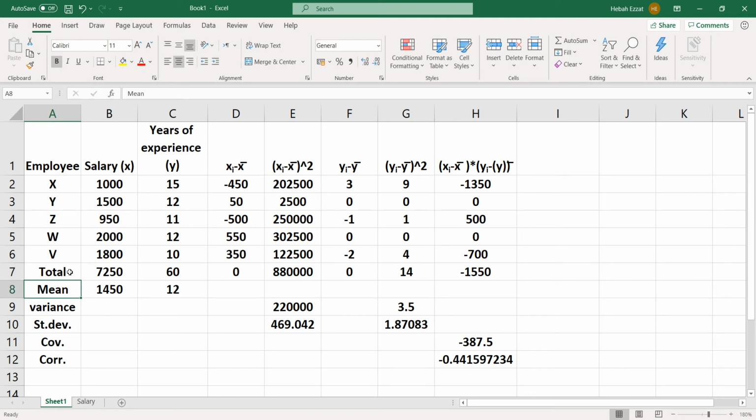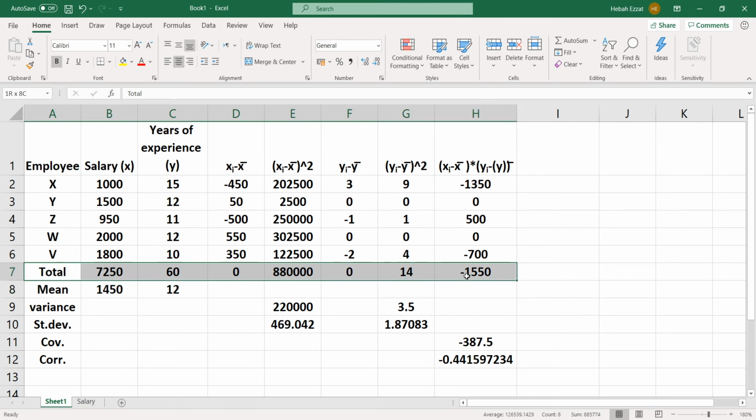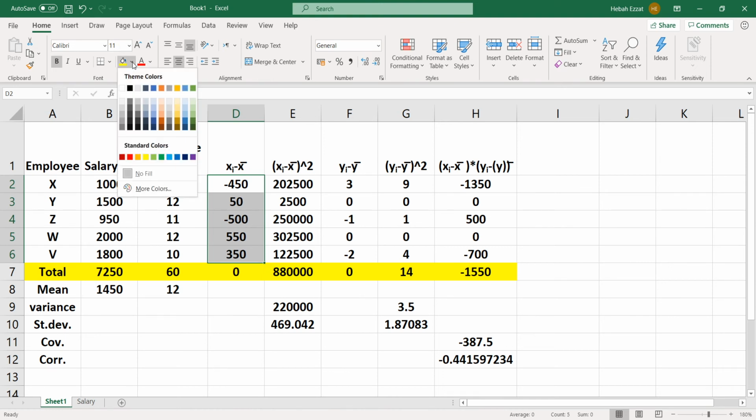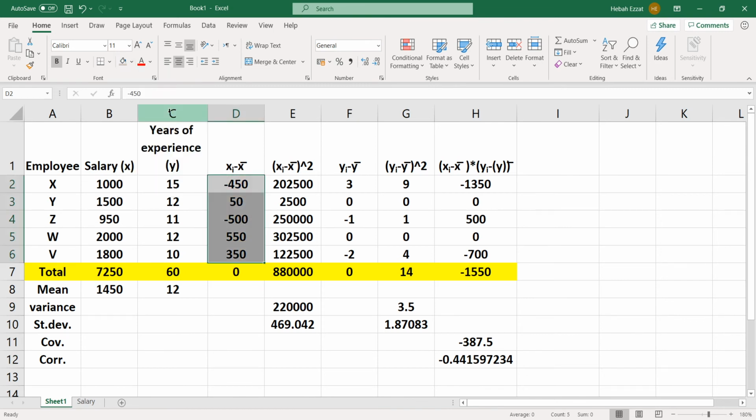So here we have to find the difference between the first observations and the means. I will fill it with gray, and I have to find also the difference between the individual observations of the second variable and its mean.